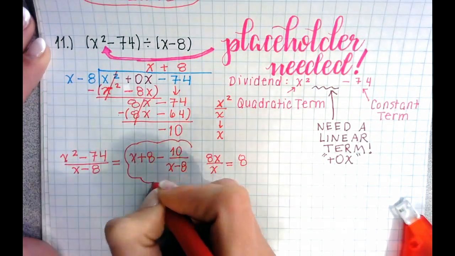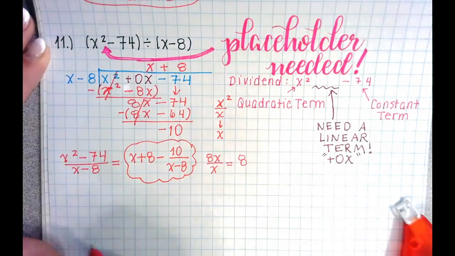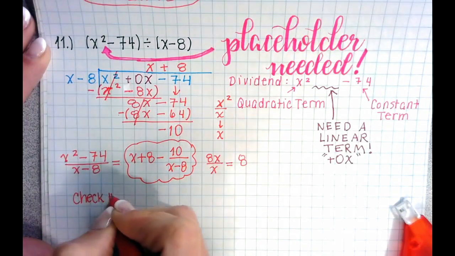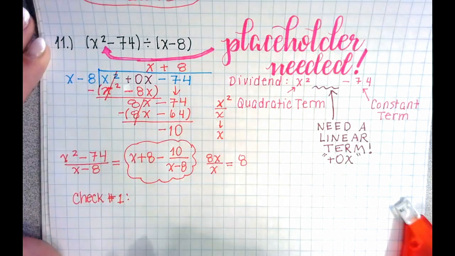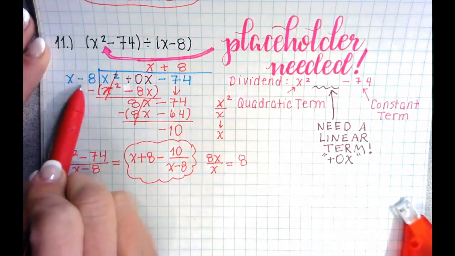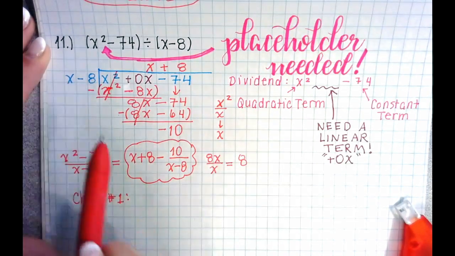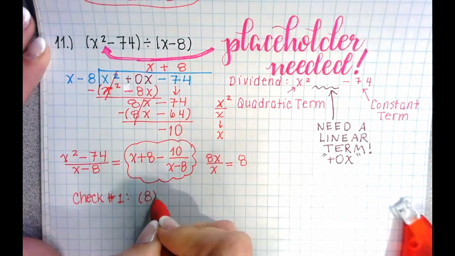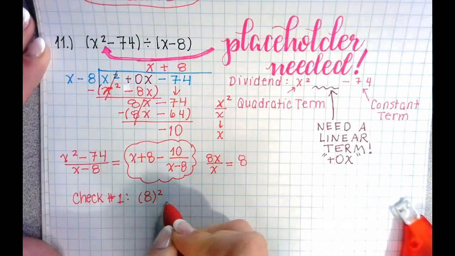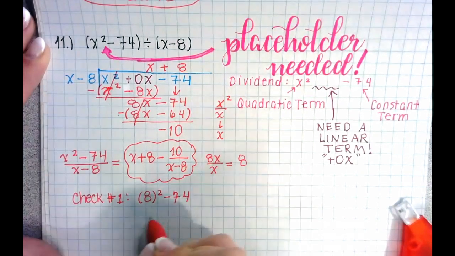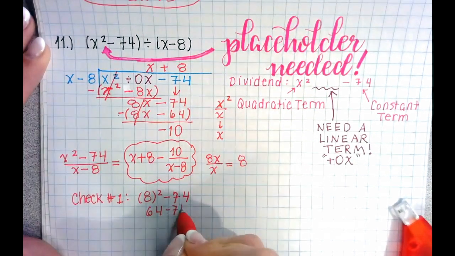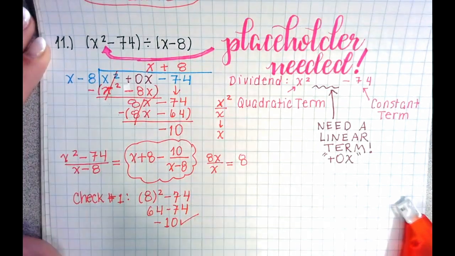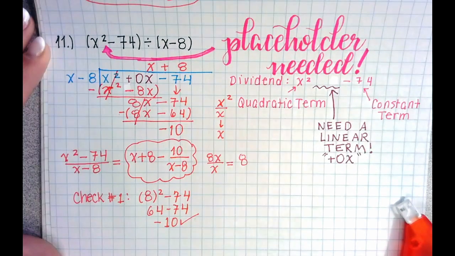So there's my answer. We can do check number 1, or don't check at all if you're that confident, but I'm going to check it for you guys. So I'm going to take my divisor, set it equal to 0, I get 8. I'm going to fill 8 into my dividend or my numerator. So you're just thinking in your head or on paper, 8 squared minus 74. And that's 64 minus 74. It should equal your remainder when you're done, and it does. So we're good to go, and we can move on.